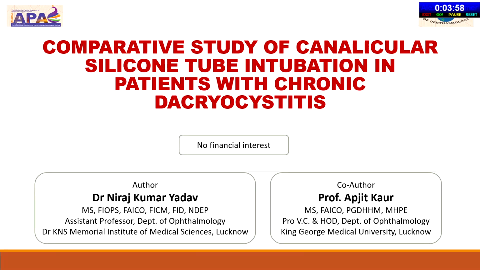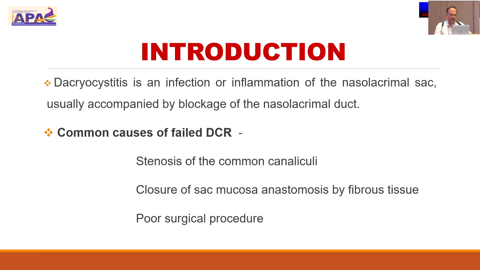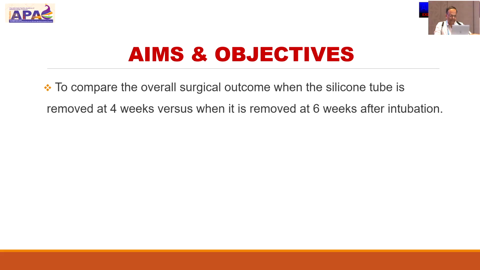I am presenting a comparative study of canalicular silicon tube intubation in patients with chronic dacryocystitis. The introduction: chronic dacryocystitis is an infection or inflammation of the nasolacrimal sac, usually accompanied by blockage of the nasolacrimal duct. The common causes of failed DCR are stenosis of the common canaliculi and closure of the sac mucosa anastomosis by fibrous tissue post-surgical procedure. The aim and objective of our study was to compare the overall surgical outcome when the silicon tube is removed at 4 weeks versus when it is removed at 6 weeks after intubation.